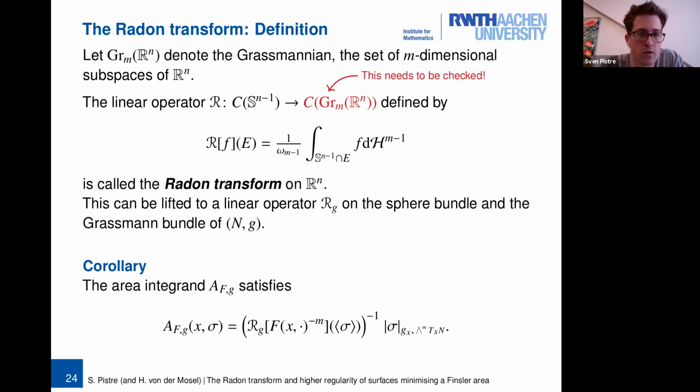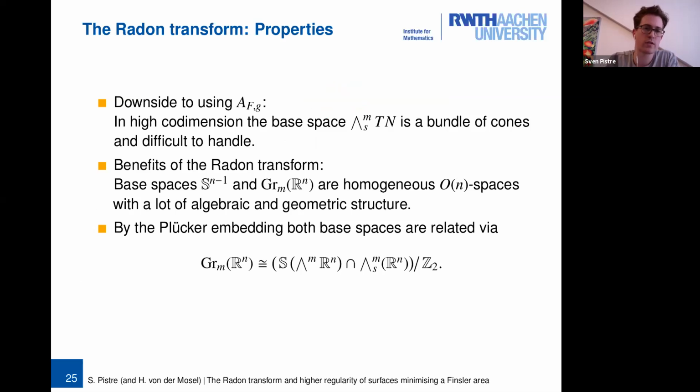Okay, so why do I want to do this? Again, I think I mentioned this before. The downside, at least in my opinion, to using this area integrand as is, is that in high codimension, the base space is a bundle of cones. The base space with these simple vectors is a bundle of cones. It's not a vector bundle, and so it's difficult to handle.